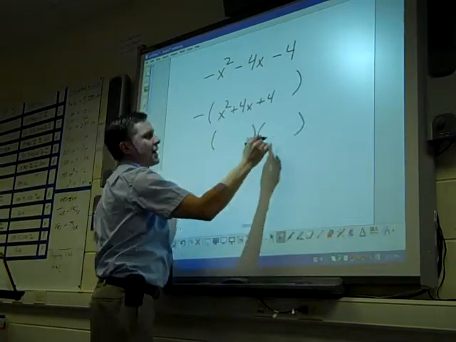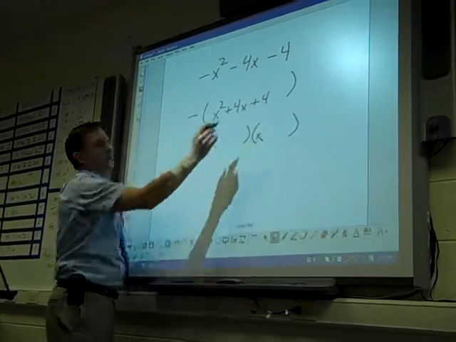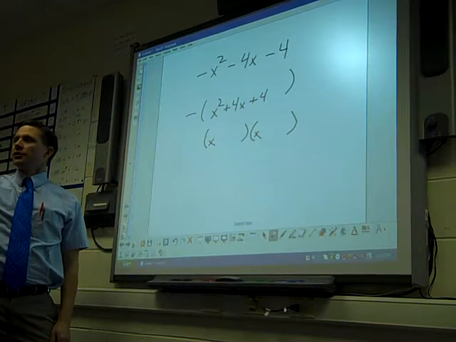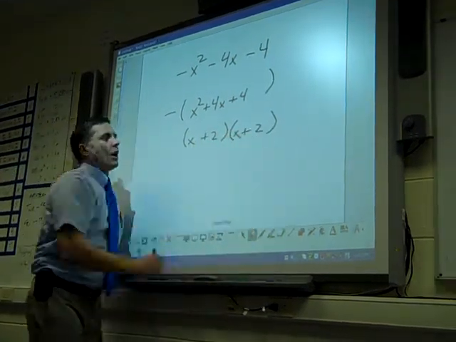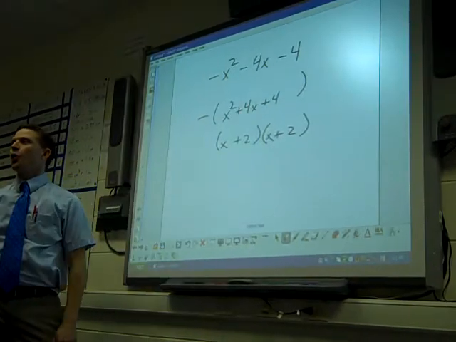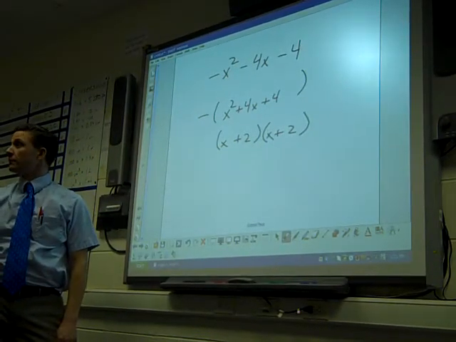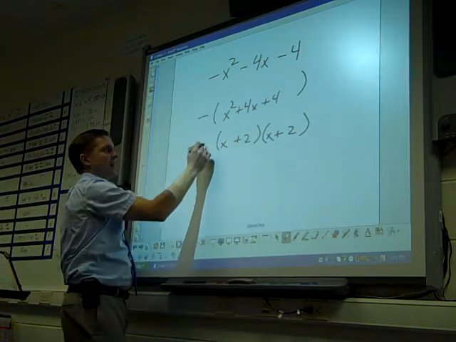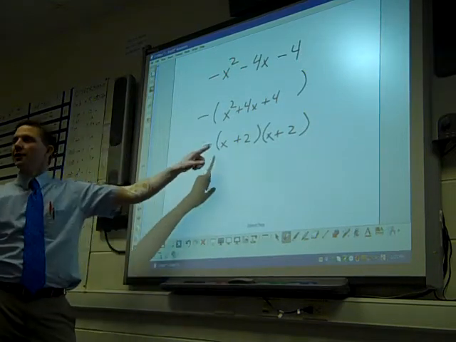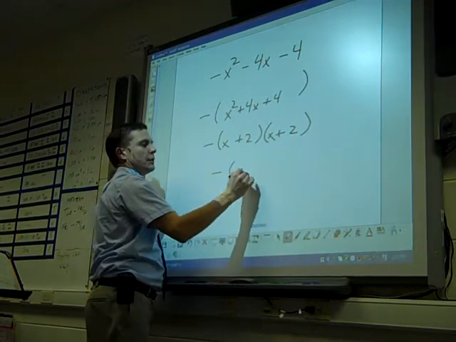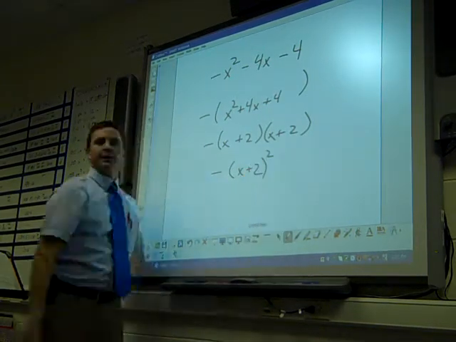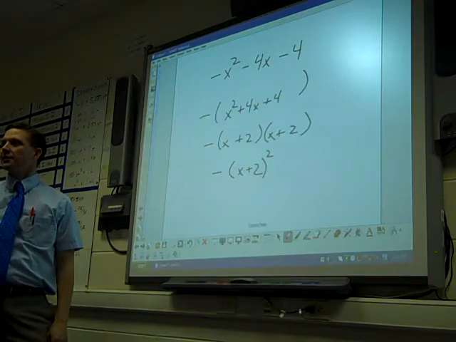And again, what times what makes 4? 2 and 2. 2 plus 2 is 4. Okay, why is my last line wrong? Because there is no negative. It's got to come down. Also, we want to get used to writing, instead of x plus 2 times x plus 2, x plus 2 quantity squared.